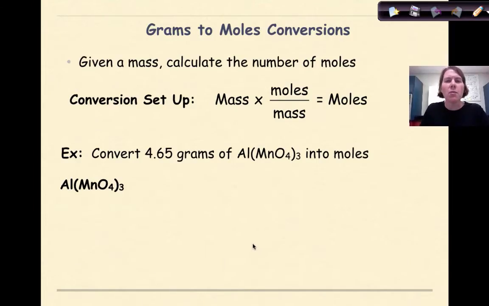Let's look at grams to mole conversions first. You're going to be given a mass and asked to calculate the number of moles. The conversion setup is your mass. So this is the one number that will be given to you.